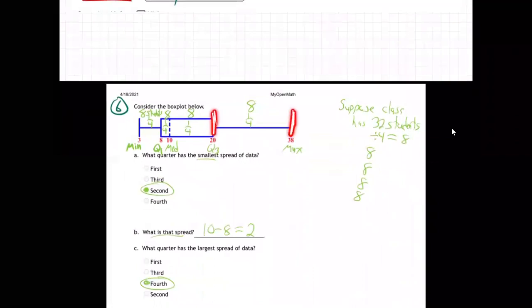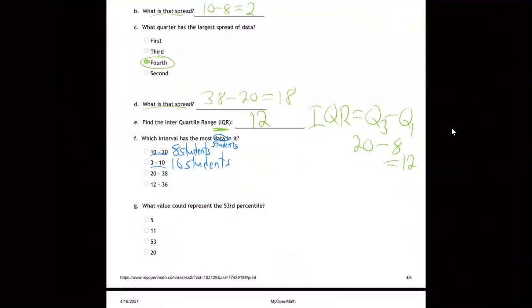20 to 38. Well, that's just one section. That's the top section, right? 8 students in the top quarter. 8 students. So that's certainly less for that one.